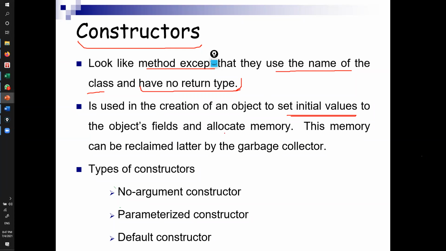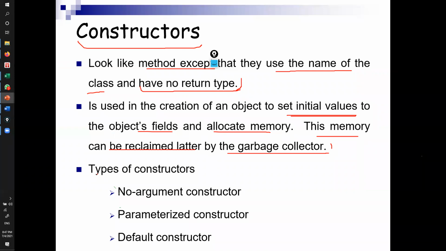So to be able to do that, you need a constructor. You set the initial values to the object fields and allocate the memory, and this memory will be returned back by what you call the garbage collector. The concept of garbage collection you should know even from C programming. After computation, when your program terminates, the memory which was allocated to this kind of object will be collected by the system itself through the use of the garbage collector. And the process is known as garbage collection.